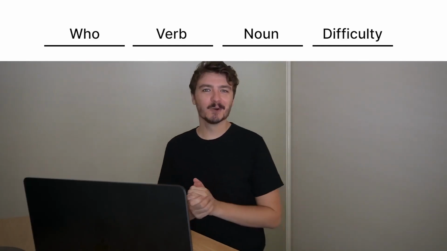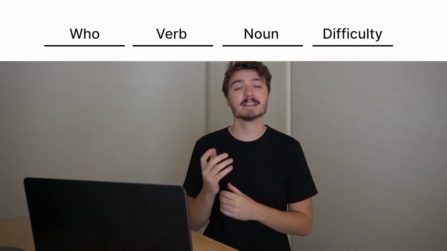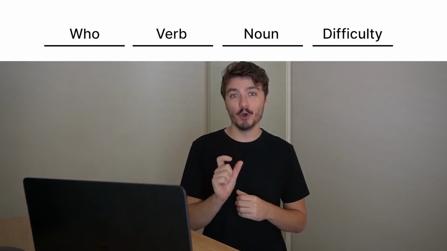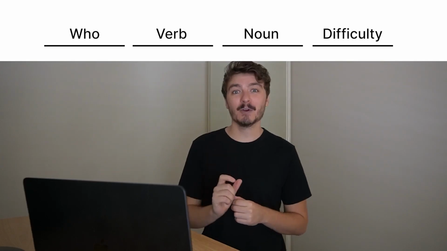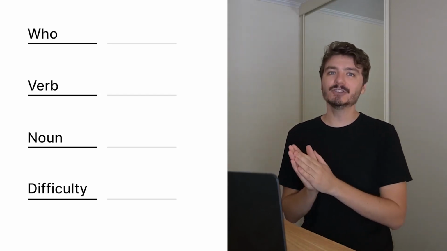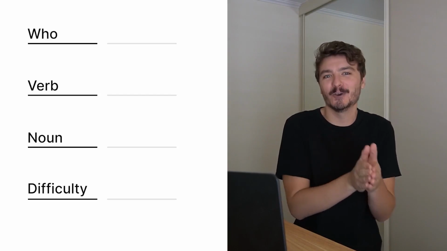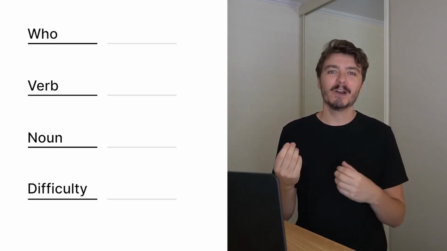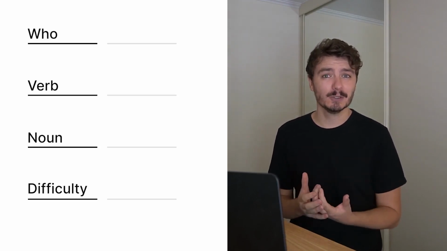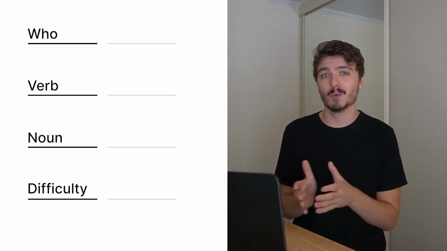All right, so now let's talk about education. With education, it's the same formula, but there are some slight changes to it. However, we still have who, verb, noun, difficulty. All right, let's talk about who. So with who for entertainment, it can be interesting to watch someone that isn't that good for the challenge. Whereas if you're watching to learn something, it's not going to be very valuable if you're watching someone who doesn't know what they're talking about.